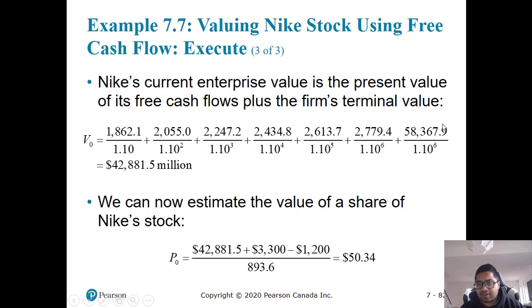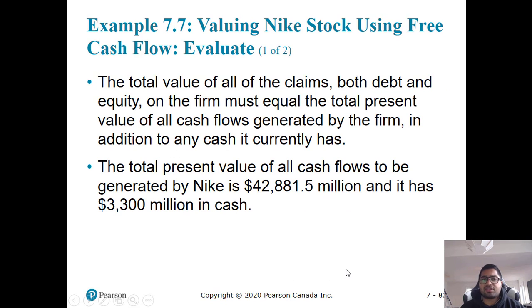So this is $58 million. You discount it back to today's terms. All other cash flows, you discount them back to today's terms, right? You get $48.88 million as the value of the firm. Now how do you find the value of a stock? You add cash, you deduct debt, and you divide it by the number of shares. So 42 plus 3.3 minus 1.2 divided by 893.6 gives you $50 per share.